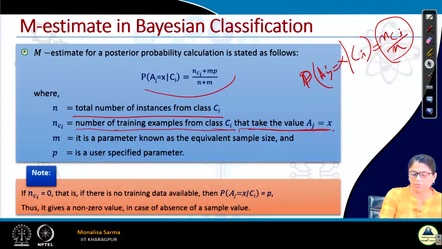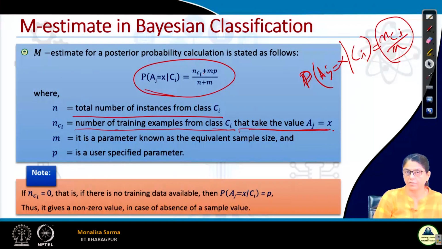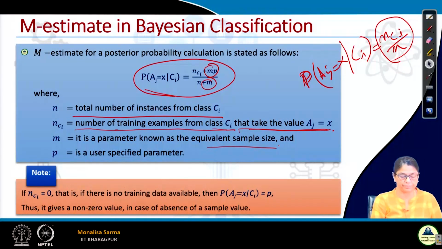So this is the formula for the M estimate. Instead of just using NCI by N, we usually use two more terms, that is M times P in the numerator and M in the denominator. Now what is M, and what is P? M is the parameter known as equivalent sample size. Equivalent sample size, M, is a very much user-defined parameter.